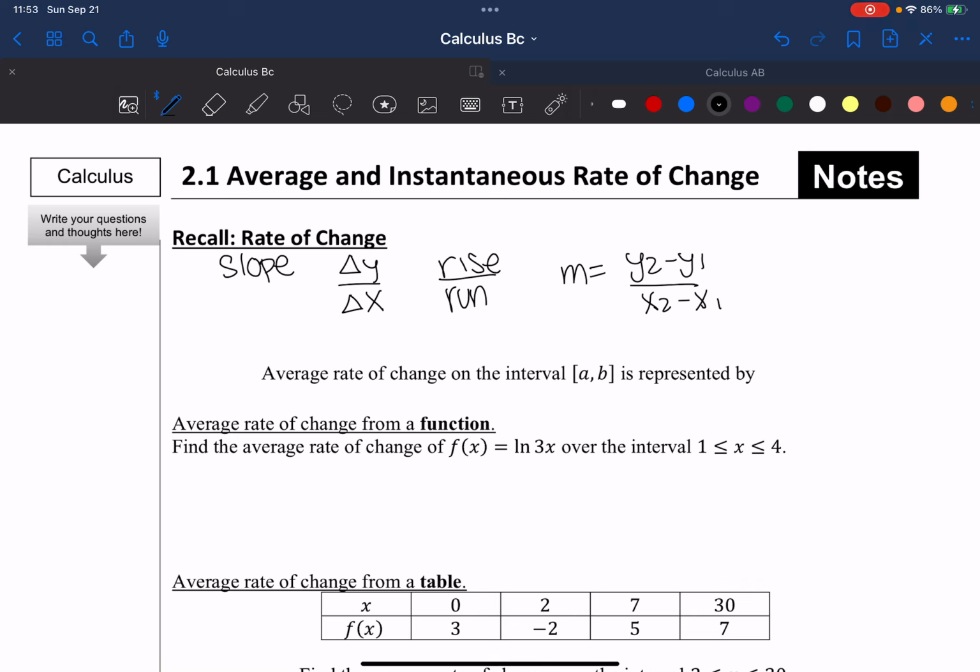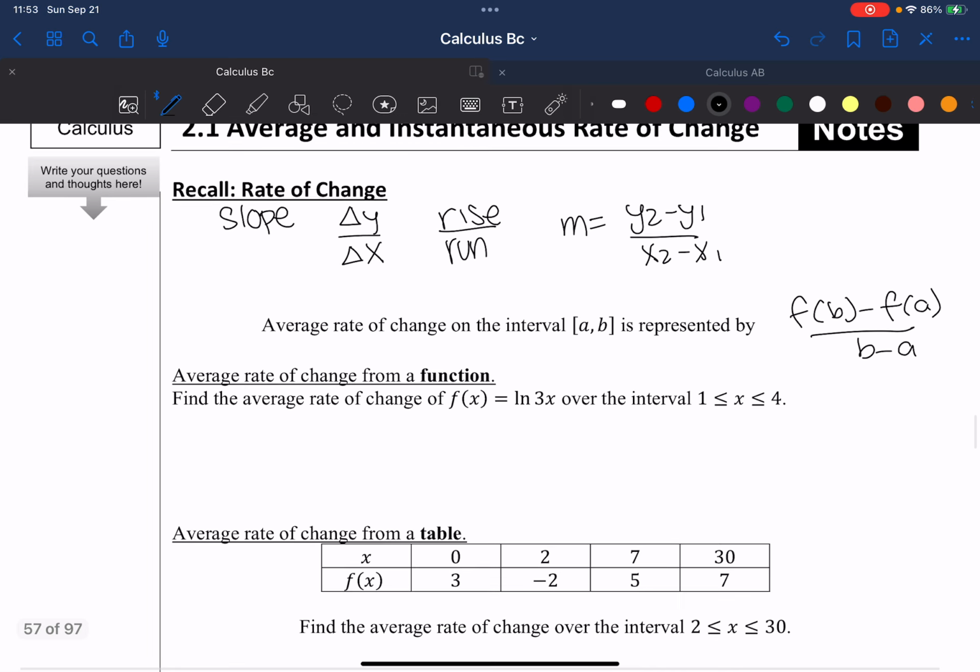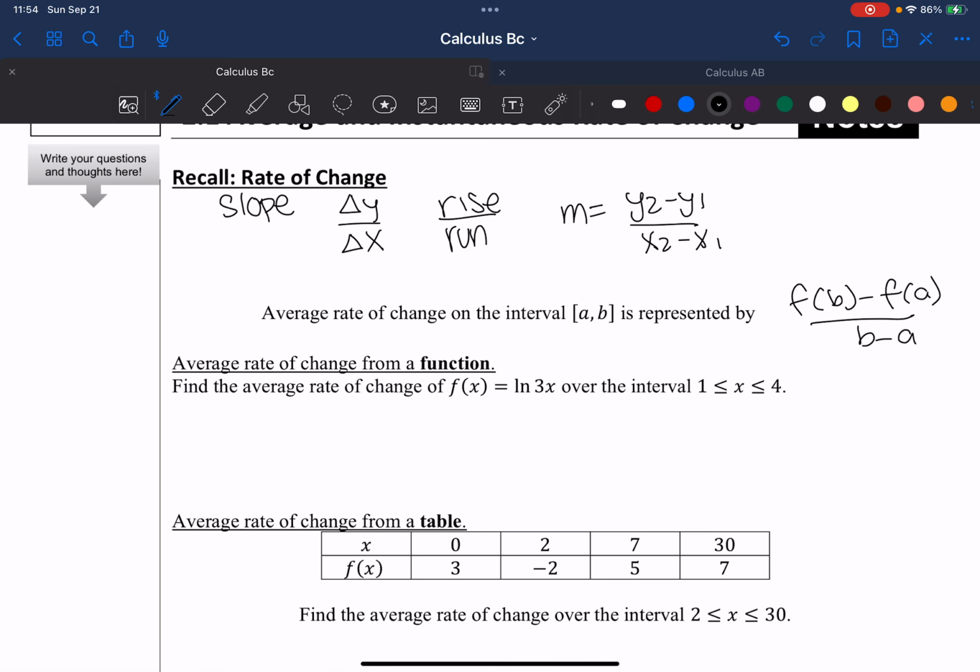x1. Average rate of change on an interval a to b is represented by the following function, f of b minus f of a over b minus a. Average change from a function says find the average rate of change of f of x equal to natural log of 3x over the interval 1, 4. Well, this is the same as doing f of 4 minus f of 1 over 4 minus 1. So this is the natural log of 12 minus the natural log of 3 over 4 minus 1.